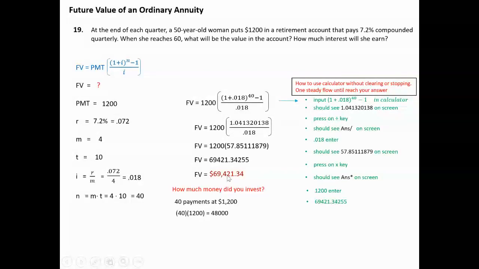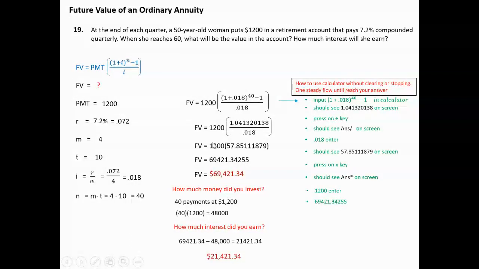But the woman received $69,421.34, right? So we subtract the 48,000 from what we got for the future value. It should give us something like $21,421.34. So this is the amount that the woman got in interest. Okay, which is not bad, right? In 10 years to get that much money for free, or in interest, because you invested the 1,200 of equal payments for 10 years, 4 times a year.